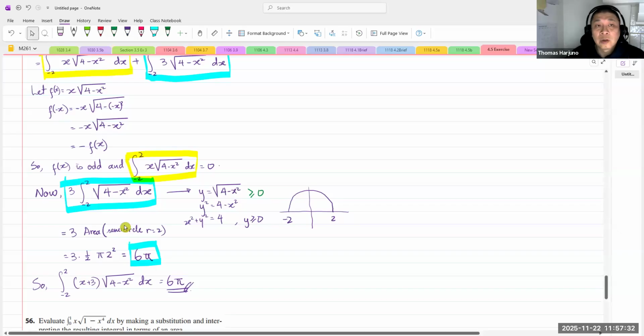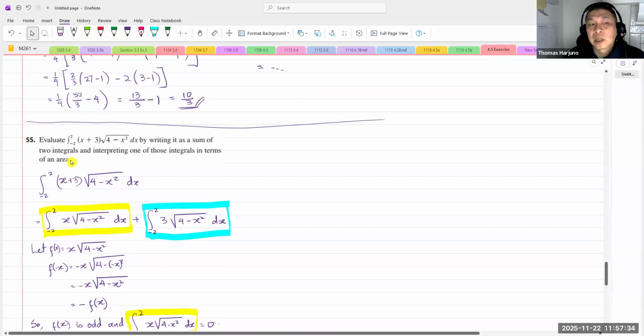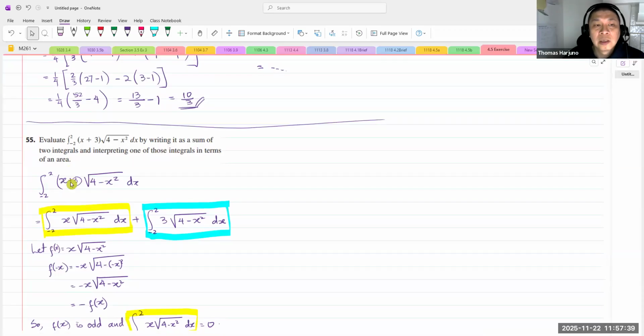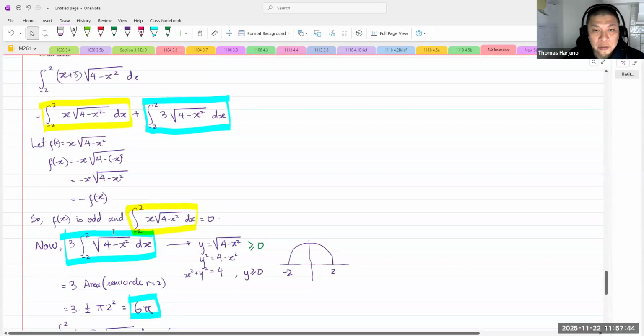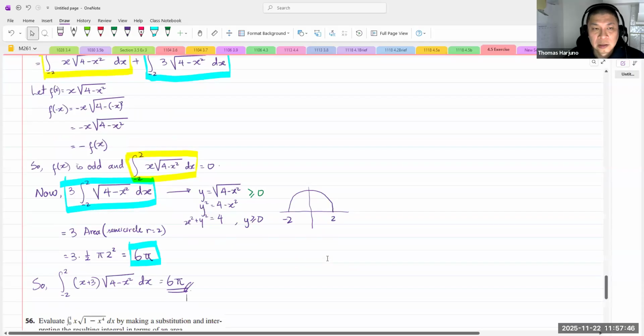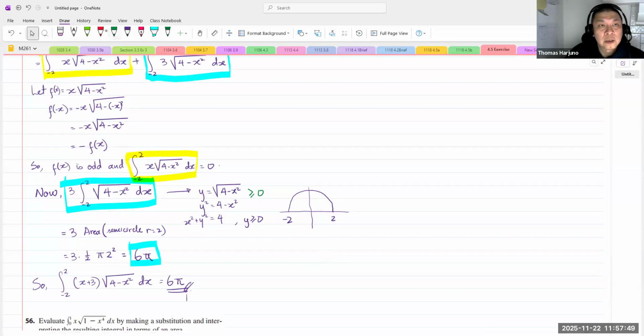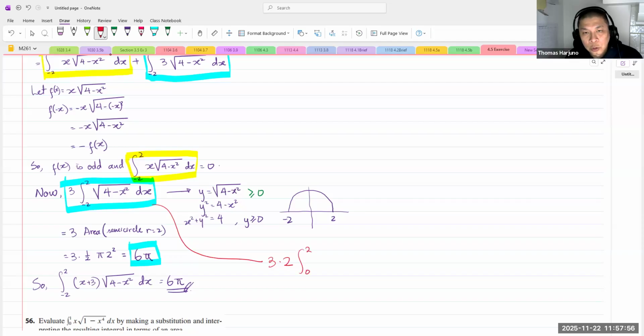Okay, now this is actually a good question because it combines two important things. First one, that it is an odd function. Actually, the blue one is an even function. It's symmetric with respect to the y-axis, right? You can even do it this way. You can say this is 2 times the integral from 0 to 2 of square root of 4 minus x squared dx, because square root of 4 minus x squared is an even function.